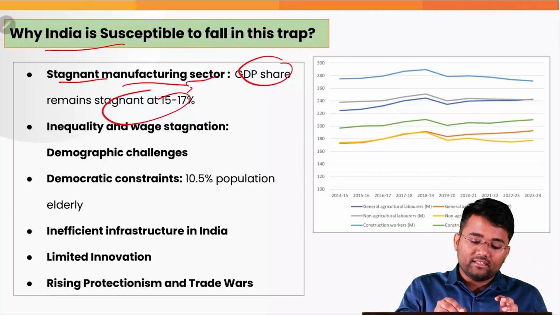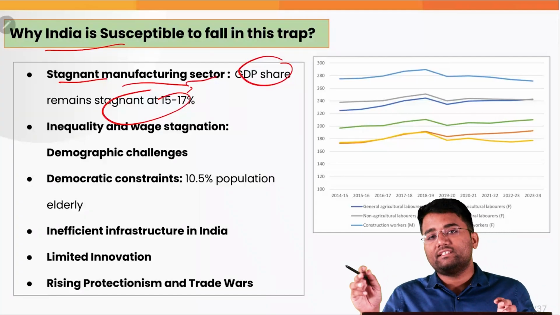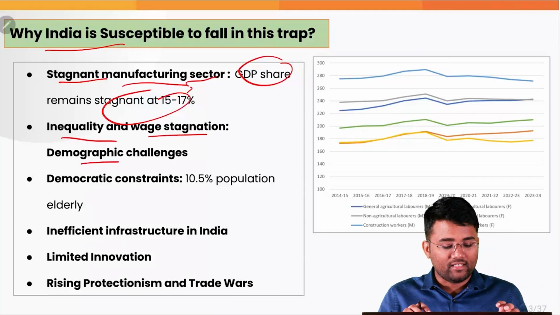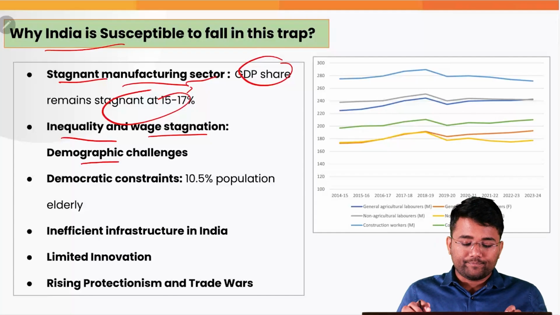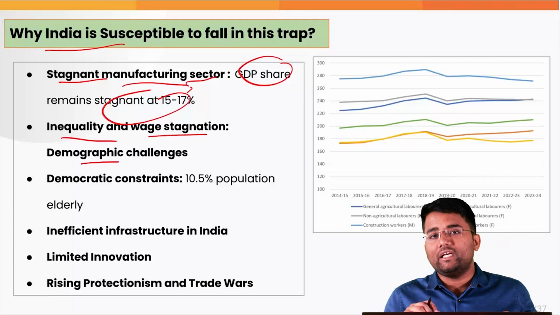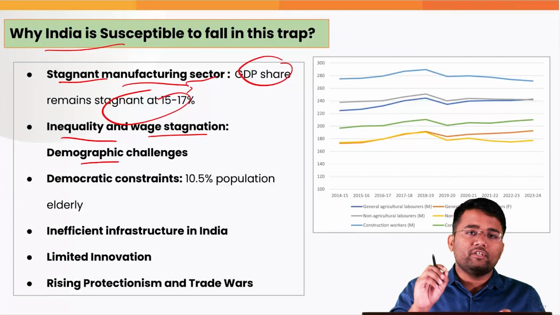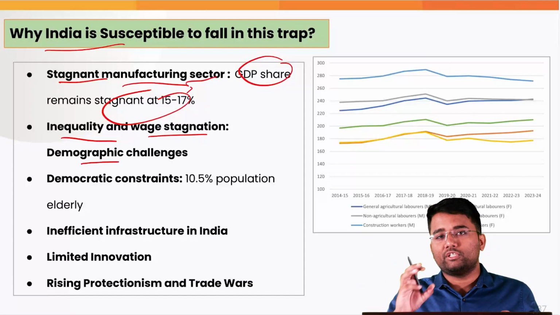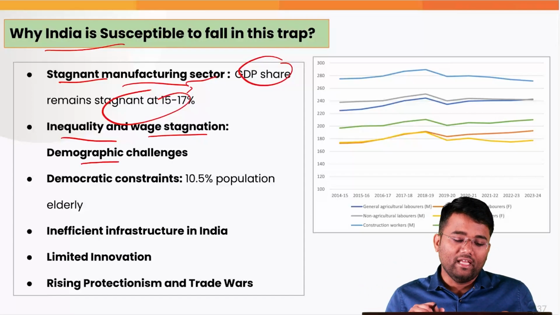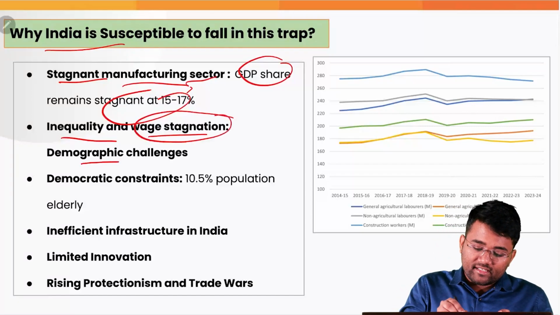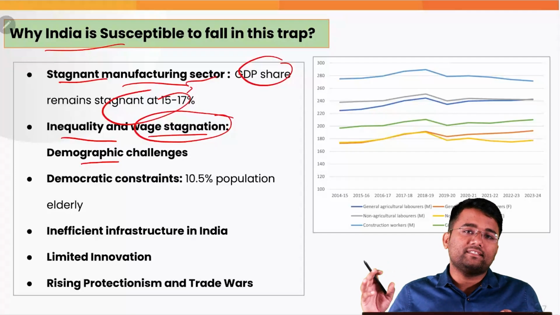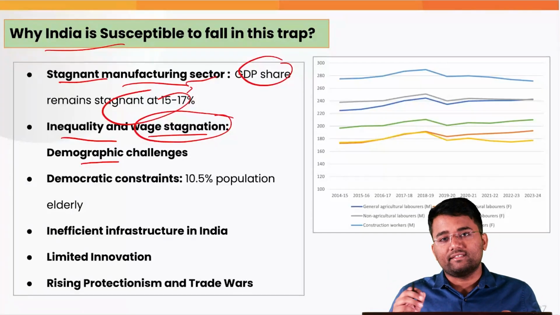And that is one reason that we might see ourselves in this middle income trap. Then the inequality and the wage stagnation that we have seen. For example, as per the World Inequality Report, the top 1% of the population have at least 22 to 23% of the wealth of India. Then the wage stagnation we have seen. As compared to the inflation, it hasn't been adjusted very well in the past decade.